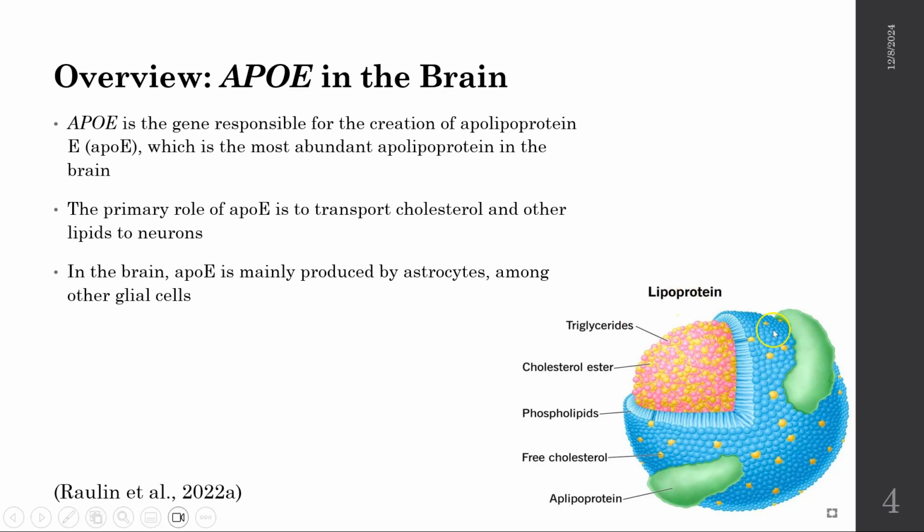Over here is the general structure of a lipoprotein. We see the phospholipid layer, which encases the hydrophobic cholesterol and triglycerides. Over here, we see the apolipoprotein, which wraps around the phospholipid layer, giving it structure and allowing it to move within the aqueous environment of the brain and body.